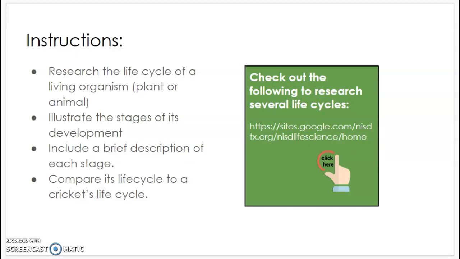Your final thing, the major grade for this one, is going to be to research the life cycle of a living organism. Any living organism, it can be a plant or animal, but it cannot be anything that we've already shown on this slide. It can be a plant. I know we showed a seed, but that didn't say a type of seed, so it can still be a type of plant. It just cannot be anything that was already on these slides.